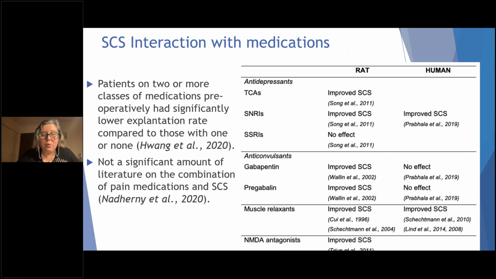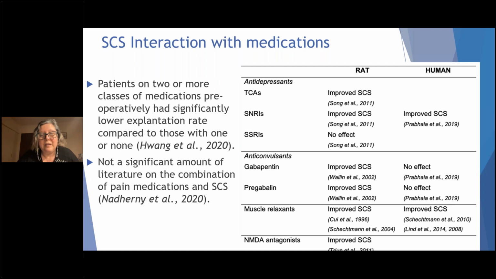And when you think about neuromodulation and activity with a medication, it makes you wonder what we can do to improve our outcome for spinal cord stimulation. There are several new research papers showing that patients who had 2 or more classes of medications preoperatively before implantation of spinal cord stimulation had a lower explantation rate compared to those with 1 or none. This is a discussion of how spinal cord stimulation correlates with medication. It is a completely new discussion for a completely new topic.